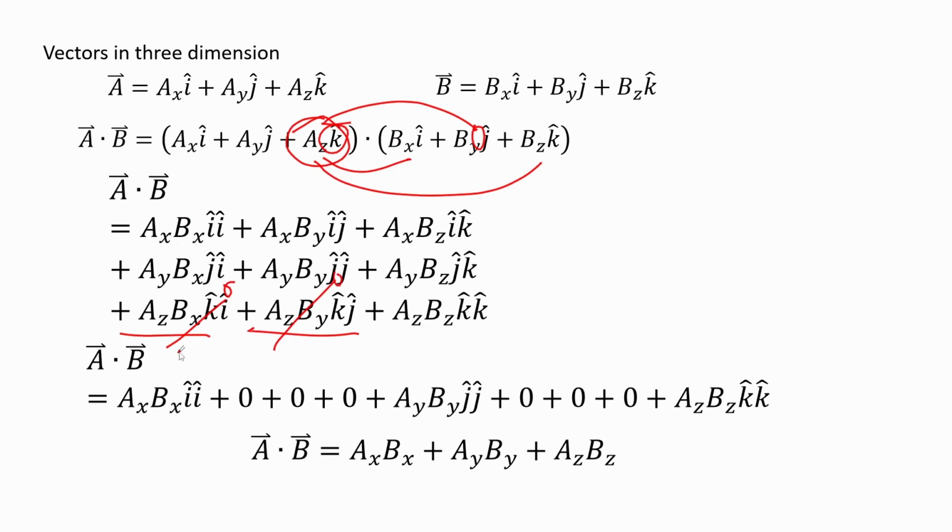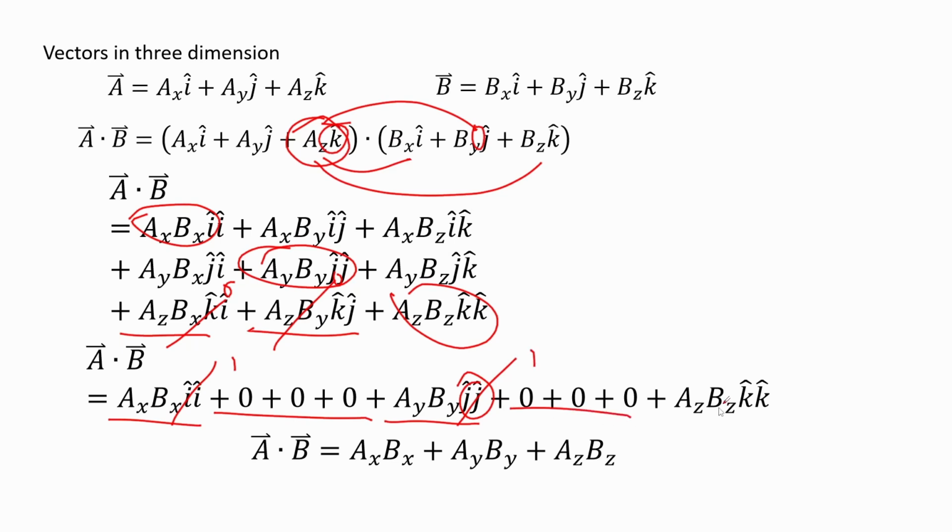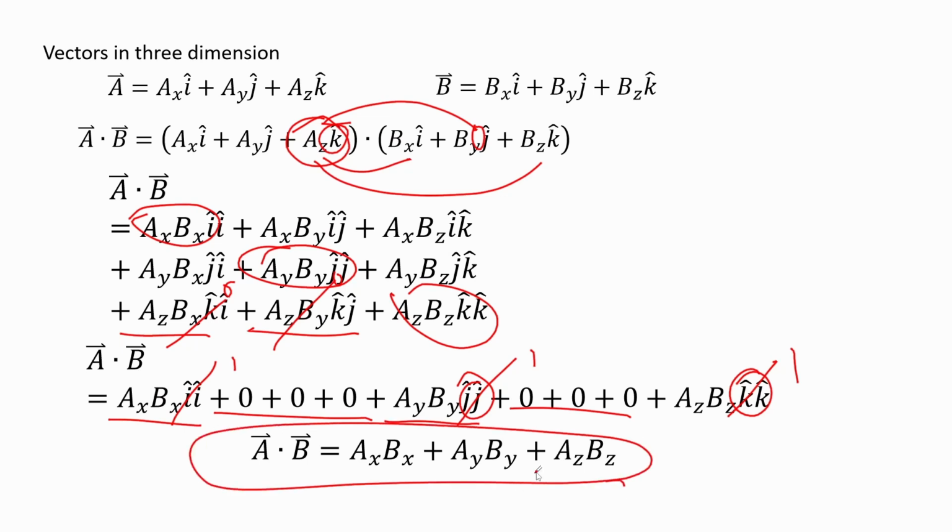So we are left with this, and this. You get AX BX i hat, which is obviously equal to 1. These 3 are 0. Next one is AY BY j hats. Again, this one is 1. Zeros again. And lastly, this k hat is equal to 1. So you are left with this function. So the A vector dotted with B vector in 3 dimensions is given by AX BX plus AY BY plus AZ BZ.